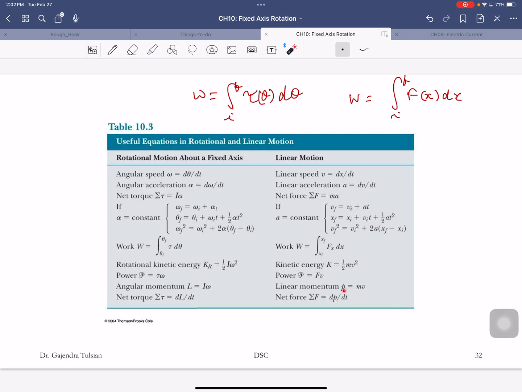Angular momentum: linear momentum was mass times velocity. Angular momentum will be I times omega.